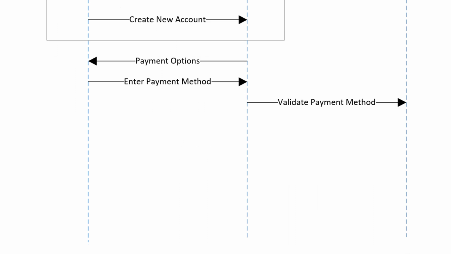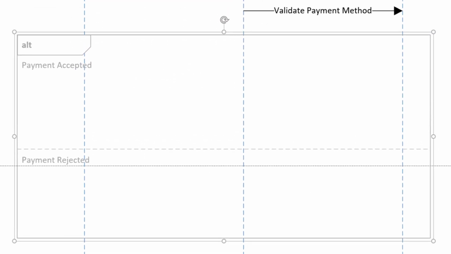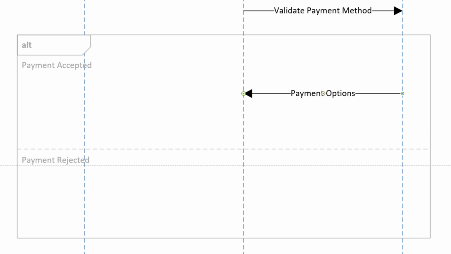And at this point, we come to another alternative condition, because the payment method could be either accepted or rejected by the payment gateway. If payment was accepted, the payment gateway will issue a payment confirmation. The e-commerce store will be the first one to receive this payment confirmation.